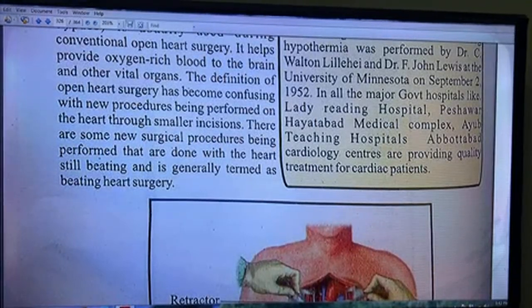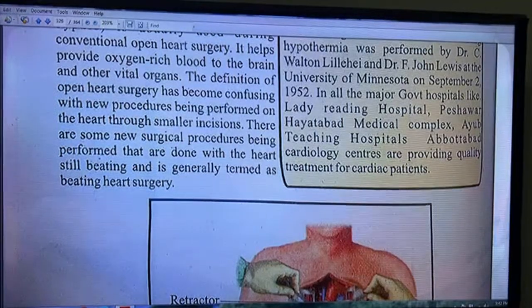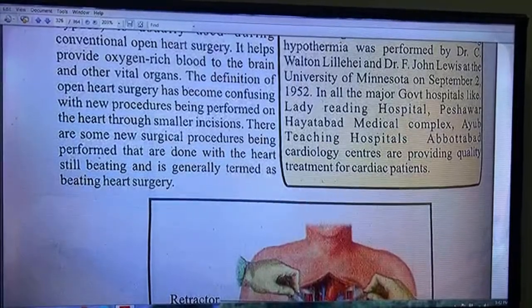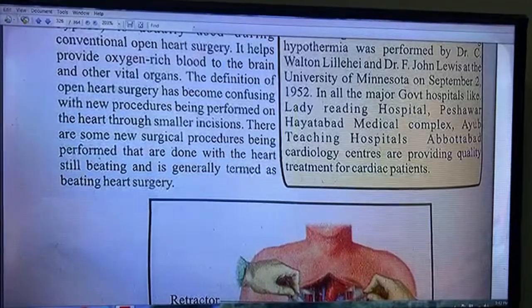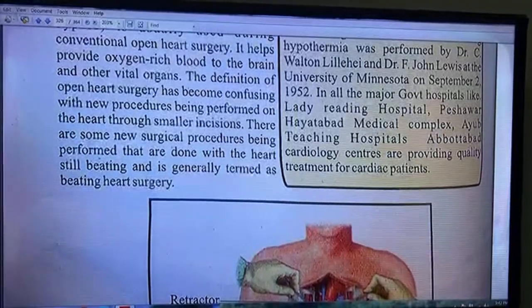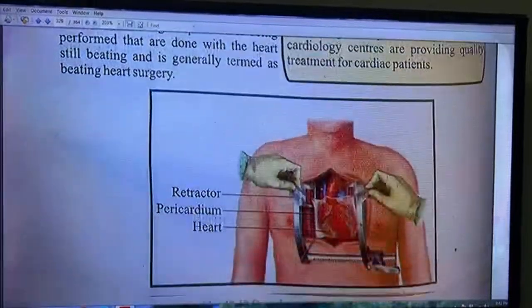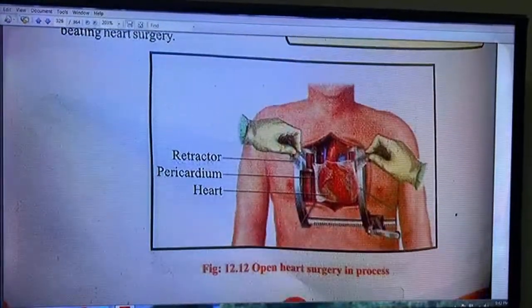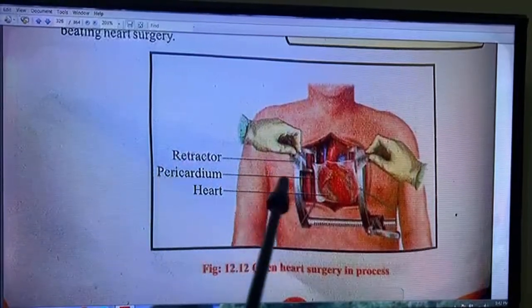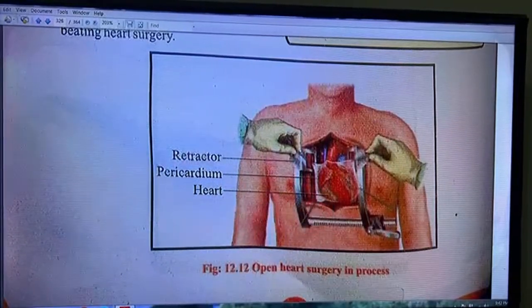The definition of open heart surgery has become confusing, with new procedures being performed on the heart through smaller incisions. There are some new surgical procedures that are done with the heart still beating and are generally termed beating heart surgery. Retractor, pericardium, heart.